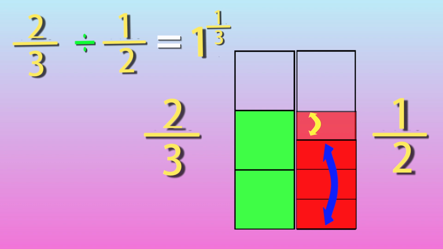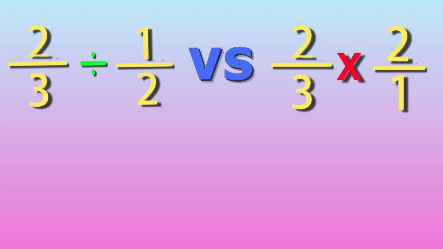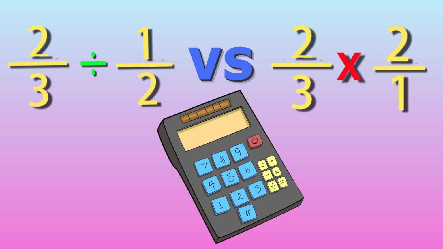So our method of inverting the fraction we are dividing by and changing the division sign to multiplication really does work. Of course, you can always use a calculator to compare the two versions, 2 over 3 divided by 1 over 2 versus 2 over 3 times 2 over 1 to see that both give you the same answer. Let's use this method to solve 2 more problems. Each problem has a slight variation in format.